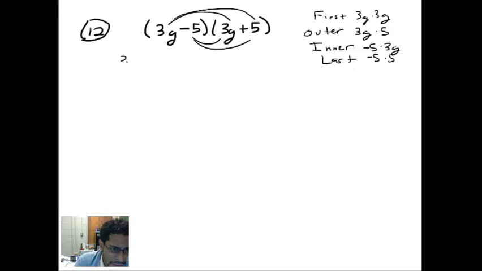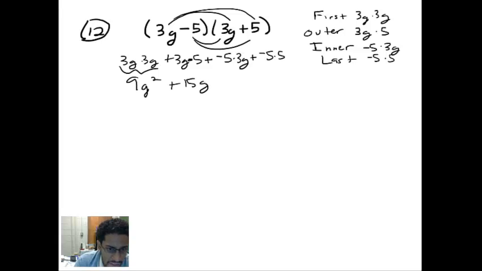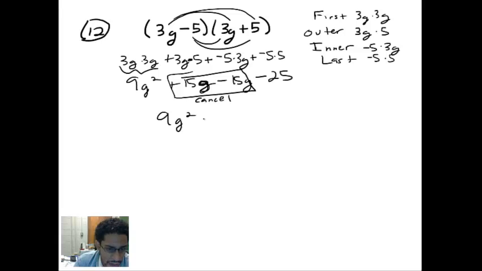So we have 3g times 3g, 3g times 5, put a plus sign in between. Keep the plus signs in between, and just keep copying down the terms. Just keep it easier for yourself. And now we're going to have 9g squared plus 15g minus 15g minus 25. These middle terms cancel out. So we end up with 9g squared minus 25 as the answer.